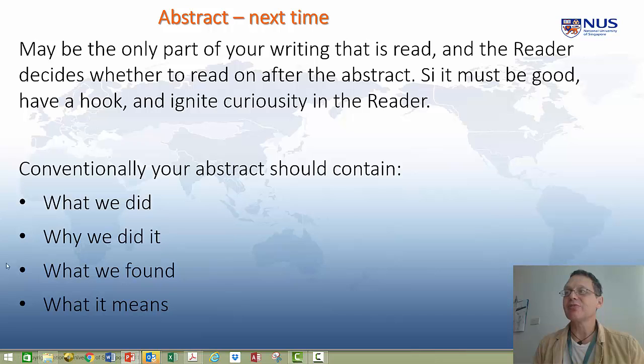I'm going to end this by stating what an abstract should conventionally contain: what we did, why we did it, what we found, and what it means. But then expand that in the next lecture, because reporting outcome is really, really important. And that's why I've not put it in here.